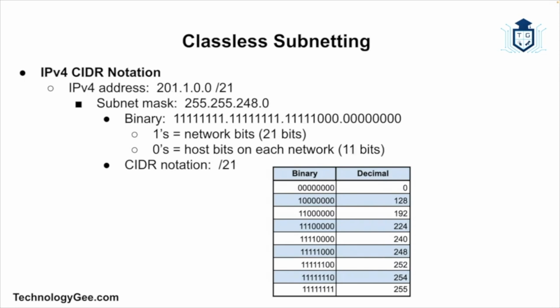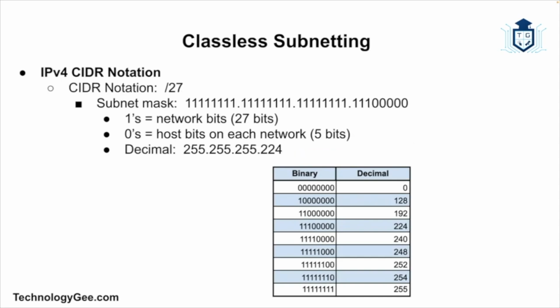We got IP address 201.1.0.0 with a /21. Its subnet mask is going to be 255.255.248.0, where the first 21 bits are turned on and the last 11 bits are turned off.